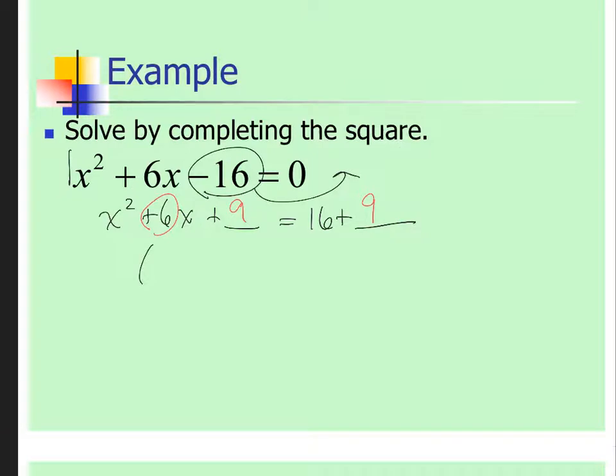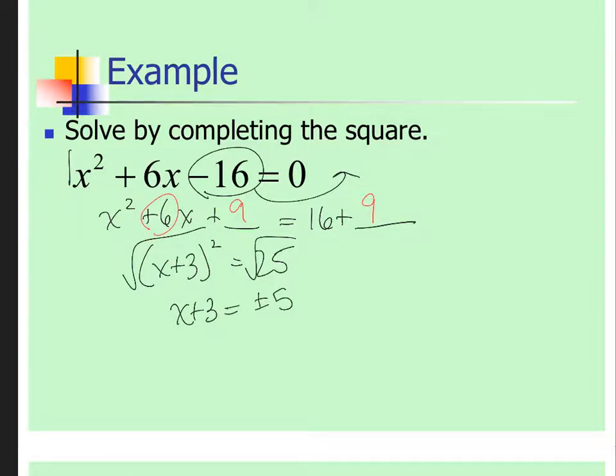So now I factor one side, and I simplify the other. And then I take the square root of both sides. That's the step as far as solving. X plus 3 equals plus or minus 5.